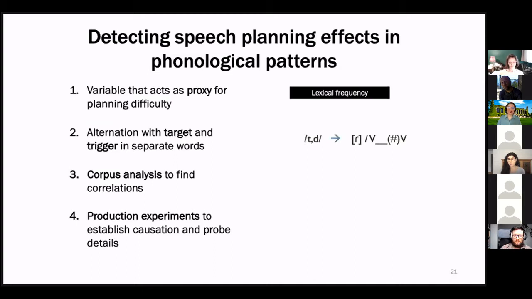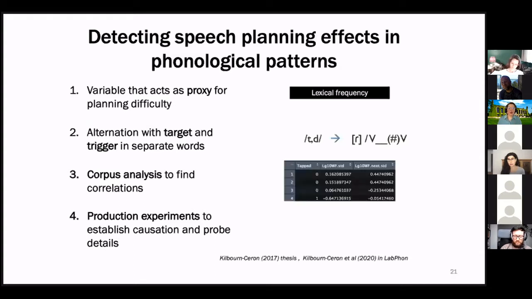Secondly, we find an alternation with a target and a trigger in separate words. In this case, flapping, as I've been talking to you about, we're going to focus only on flaps derived from T. But in principle, this could be any process that applies across word boundaries or planning units of other kinds. And thirdly, you can take these two pieces and do a corpus analysis to find correlations between them, right? So what's the correlation between the use of this particular variant and the frequency of the words in the phrase?